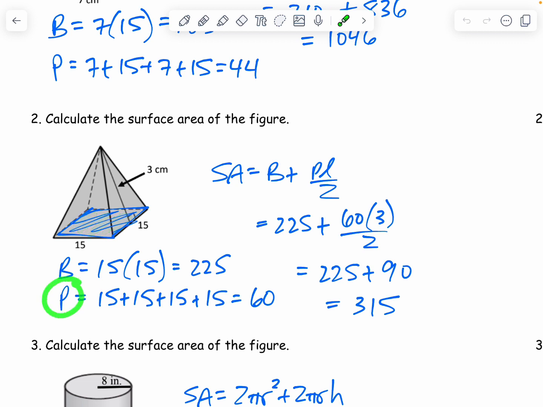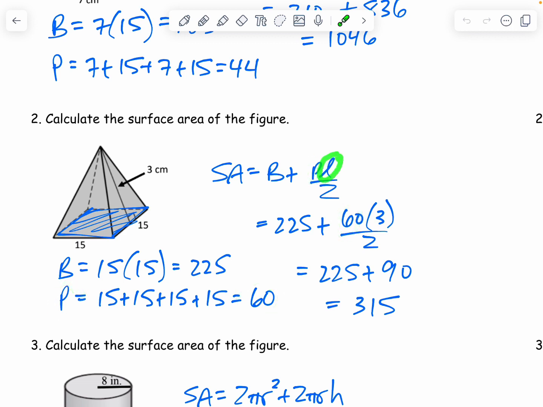And then the P is the perimeter. That stands for the perimeter of the base. So 15, 15, 15, and 15 gives 60. And now we're just plugging everything in, right? So the big B is 225. That goes right here. The P is right here. It's 60. Plug it in.